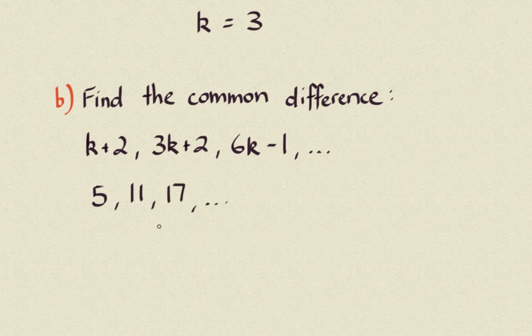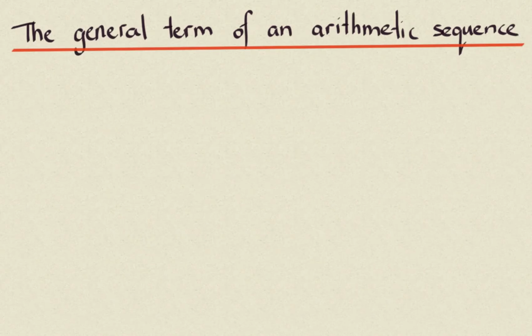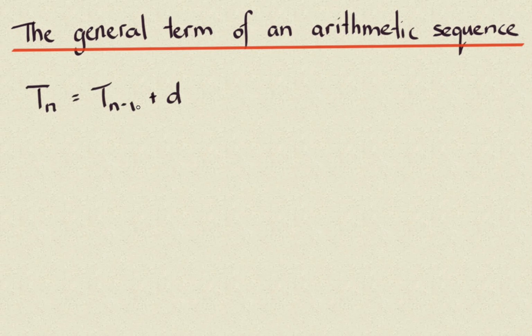So now looking at this, we can see that the common difference is any term minus the term before it. So whether that's 11 take away 5, or whether that's 17 take away 11, in either case the common difference is 6 for this arithmetic sequence. Now we've already seen that the general term, Tn, can be expressed as a recurrence relation, where it is the term prior plus the common difference. But is there another way that we can express the general term Tn?